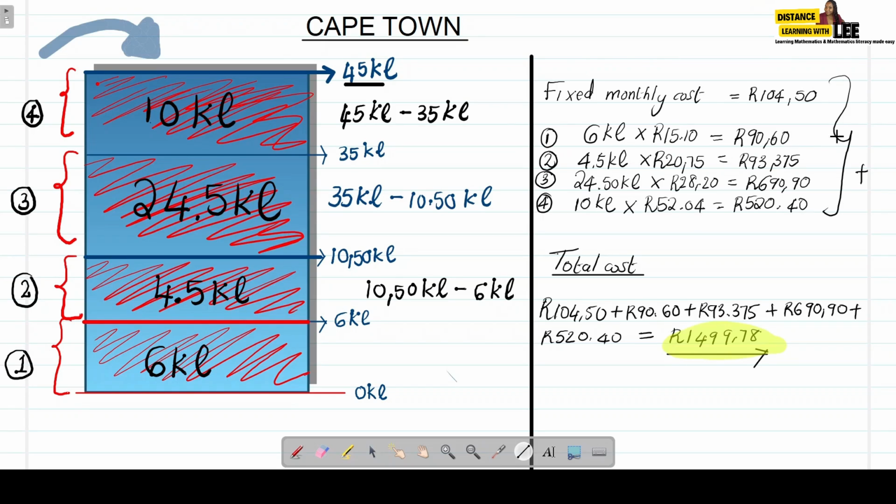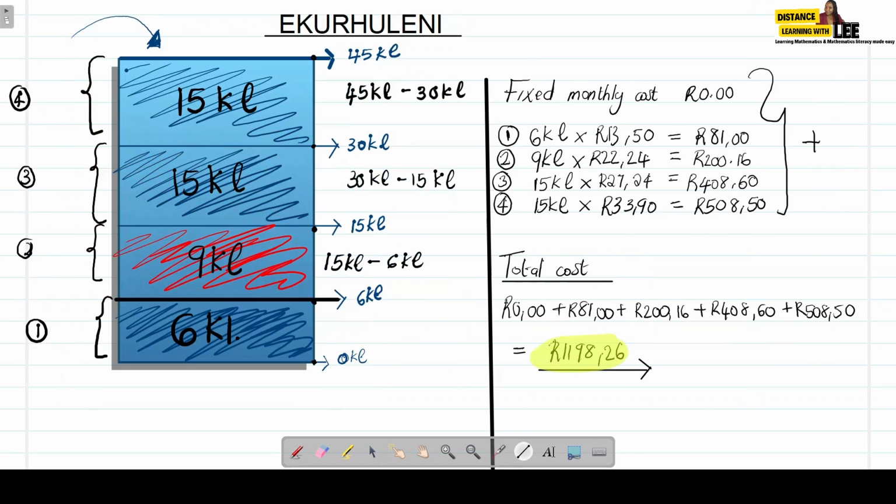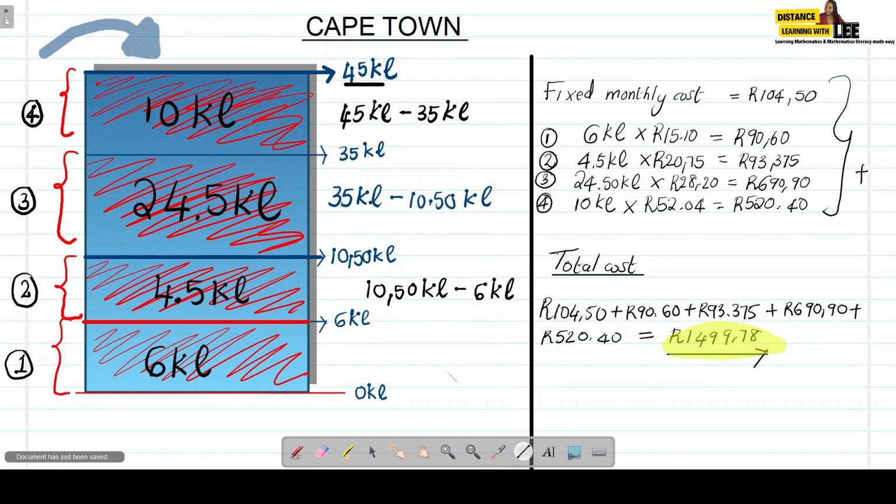Another important thing here is that there was a fixed monthly cost. Irrespective of how much water you use, you need to pay that fixed monthly cost of 104 rand and 50 cents. So we add that to the rest of the amounts that we calculated to get the total cost for Cape Town. Same thing that we did in Ekurhuleni. And then we compared the two. Obviously, you can see that he paid more for Cape Town.